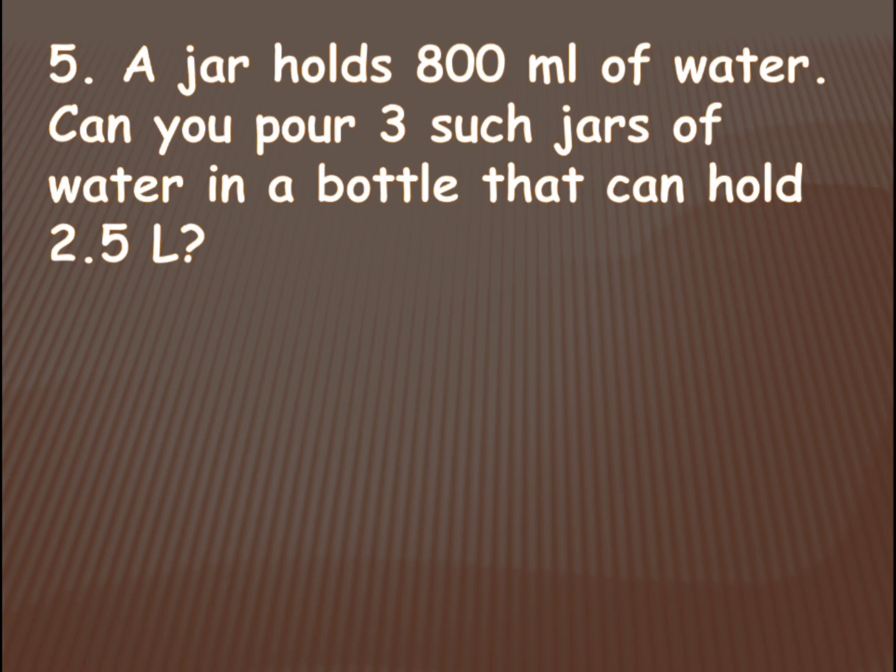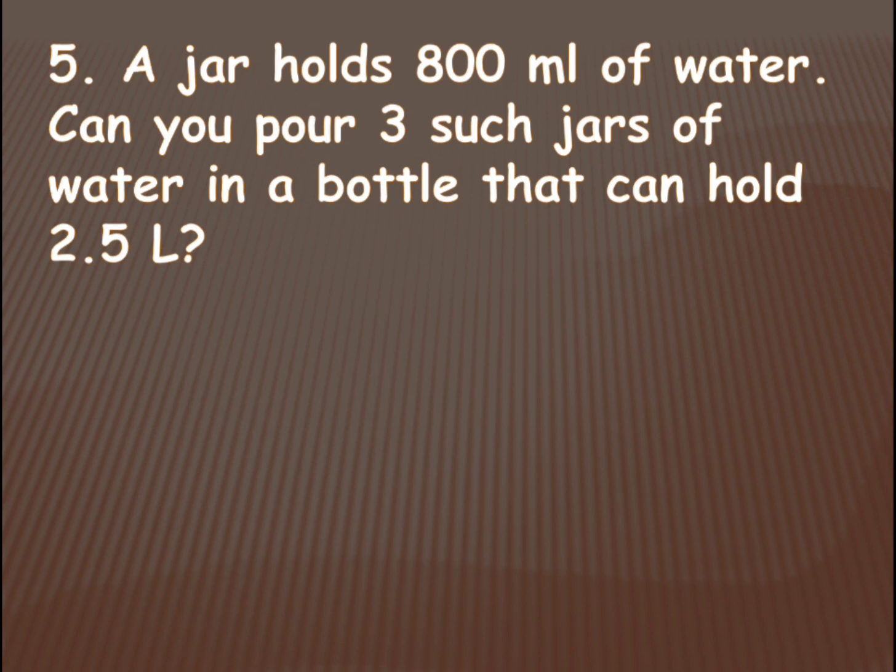A jar holds 800 milliliters of water. Can you pour 3 such jars of water into a bottle that can hold 2.5 liters? So there is a jar which is 800 ml and there is a bottle which is 2.5 liters. Now he is asking whether, with this jar which holds 800 milliliters, we can put 3 times the jar of water into the bottle. 3 times, not once. 800 ml will easily fit, isn't it, children? But he's telling us whether we can pour 3 jars of that size.